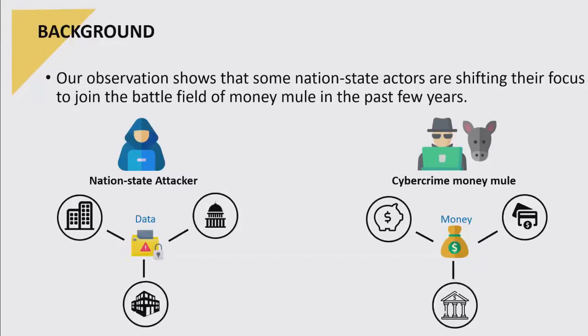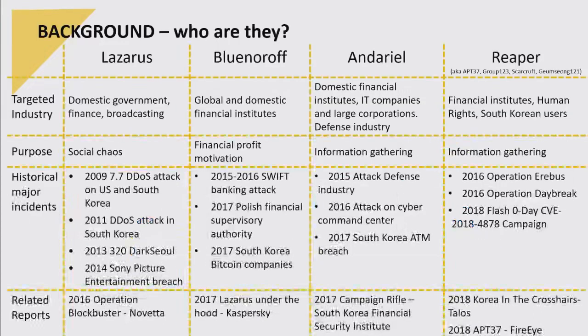So before, we identified these 2 types of attack quite differently, no matter on the motivations or the tools or the attackers. However, our observation shows that some nation-state attackers are shifting their focus to join the battlefield of Moneymule in the past few years. So who are these attackers? Basically, there are 4 attacker groups that are believed to be of Korean Peninsula origin, conducting attacks targeting the financial sector and aiming for money now. The first group is called Lazarus.